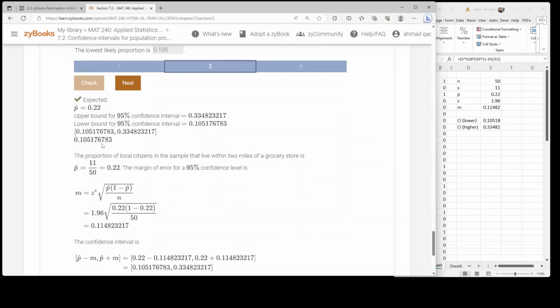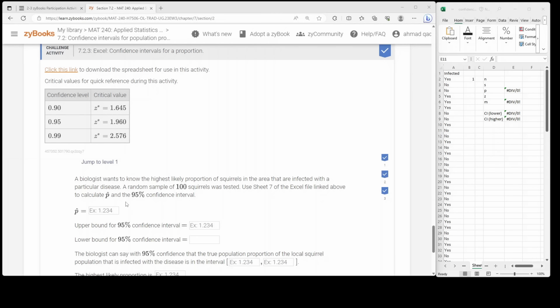And that's correct. And now the last question is, a biologist wants to know the highest likely proportion of squirrels in the area that are affected with a particular disease. We have a random sample of 100 squirrels, using sheet 7, which I already have opened here. So let's go over this. Again, yes is considered success. So we need to count how many yeses we have here. The total sample is 100. So I've already typed the formula.